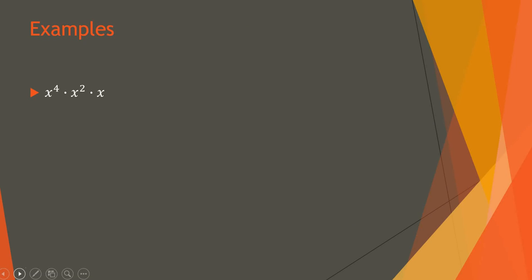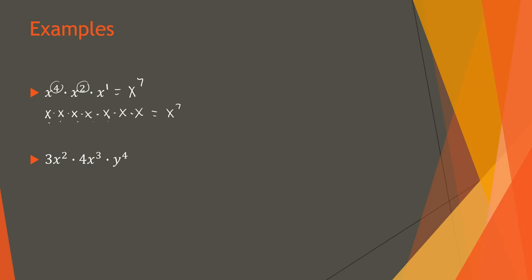So the first example, I have x to the 4th times x squared times x. Now if I wanted to write that all out, x to the 4th times x squared times x, we could count these up, 1, 2, 3, 4, 5, 6, 7. But much quicker, 4 plus 2, there's an understood power of 1 there. So 4 plus 2 plus 1 is x to the 7th.